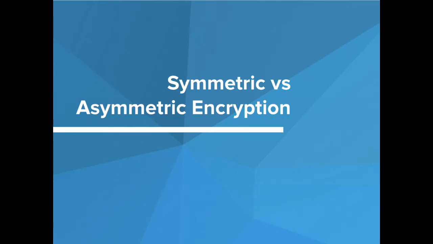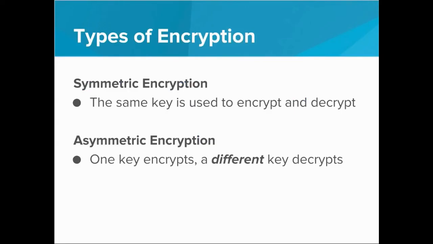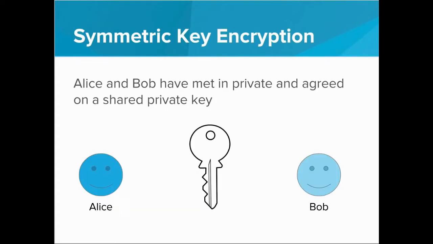There are two types of encryption. There is symmetric encryption, where the same key is used for both encryption and decryption. Then there is asymmetric encryption. And in asymmetric, one key encrypts and then a different key decrypts. So let's see an example of symmetric key encryption.